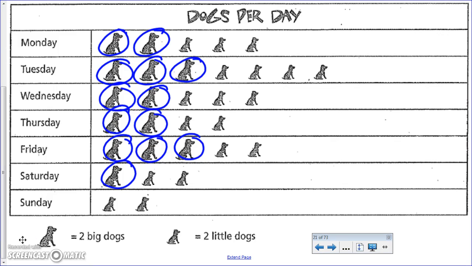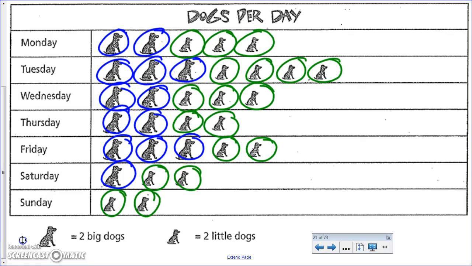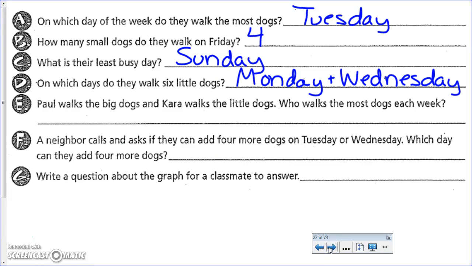So now we need to see how many dogs Kara walks. So we're going to circle the little dogs, and I'm going to switch over to green for that so you can keep the 2 separate. As you can see, we have circled 18 pictures of little dogs, which means Kara walks 36 dogs, meaning Kara walks the most dogs. So we're going to go over and write down what each of the children walks, and then we're going to write down who walks the most dogs.